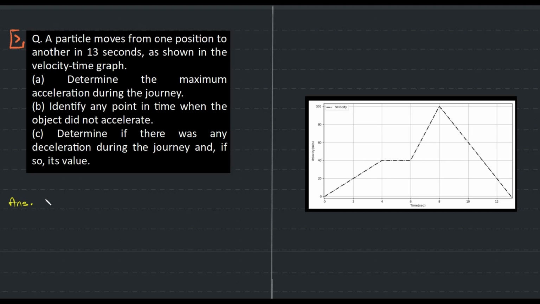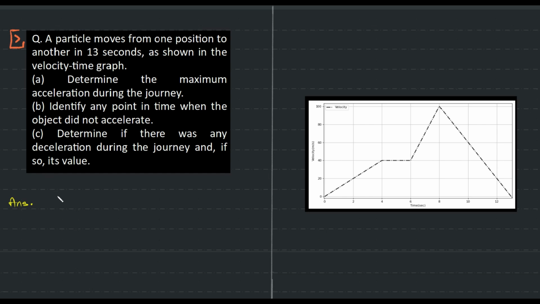A particle moves from one position to another in 13 seconds as shown in the velocity time graph over here. Determine the maximum acceleration during the journey. Identify any point in time when the object does not accelerate. Determine if there was any deceleration during the journey, and if so, its value.